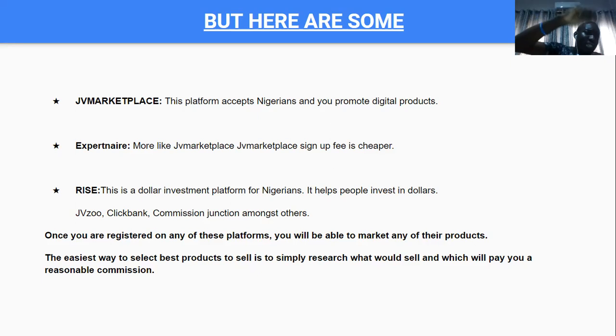Start selling it on your WhatsApp status. That WhatsApp status you are joking with makes people tons and tons and tons of money. So don't joke with it. Start promoting from there. Find courses that you think would interest the people you have on the ground already. Then once you start earning, you now start investing in paid advertising.